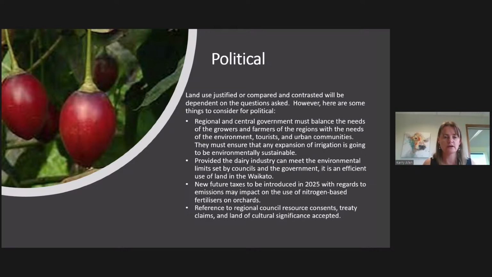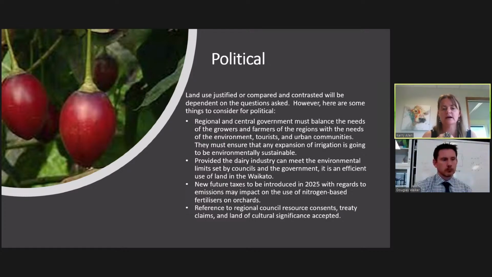Obviously, all of them are going to be dependent on the question and the land use that's been asked in the exam. But basically, you just need to be able to justify and compare and contrast those factors and then back it up with some facts and figures on why you would do it. So hopefully that's been helpful. A crash course on land use.